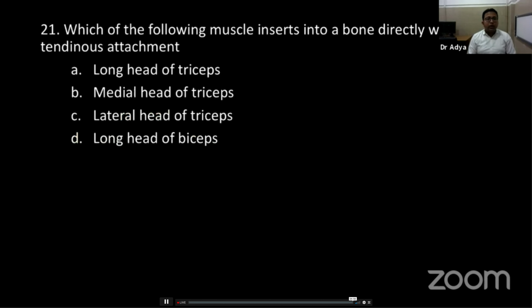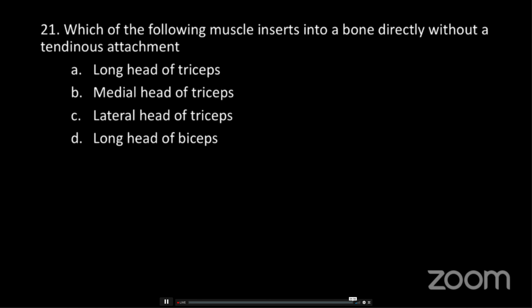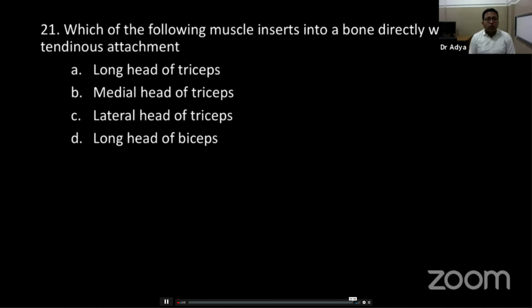Next question, 21. Which of the following muscles inserts into a bone directly without a tendinous attachment? So we are coming to the elbow right now. So the choices are A, long head of triceps, B, medial head of triceps, C, lateral head of triceps, or D, long head of biceps.